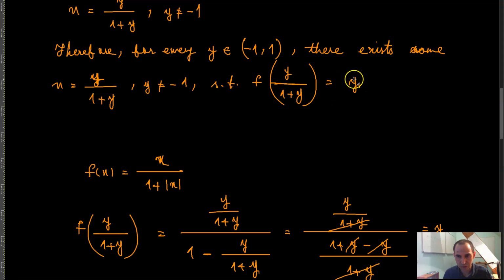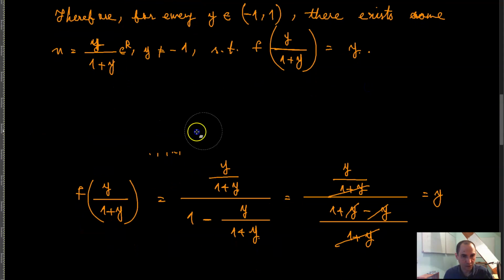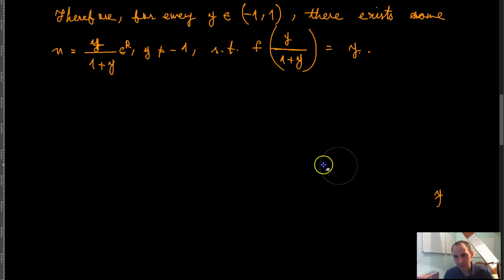That means that for every y that you find in this set, there is some x equal to y over 1 plus y belonging to the set of real numbers, such that f of y over 1 plus y is equal to y. And as a result of that, for all the negative x's, f is onto, meaning that all of the corresponding y's are images of some elements in the domain of the function, right?